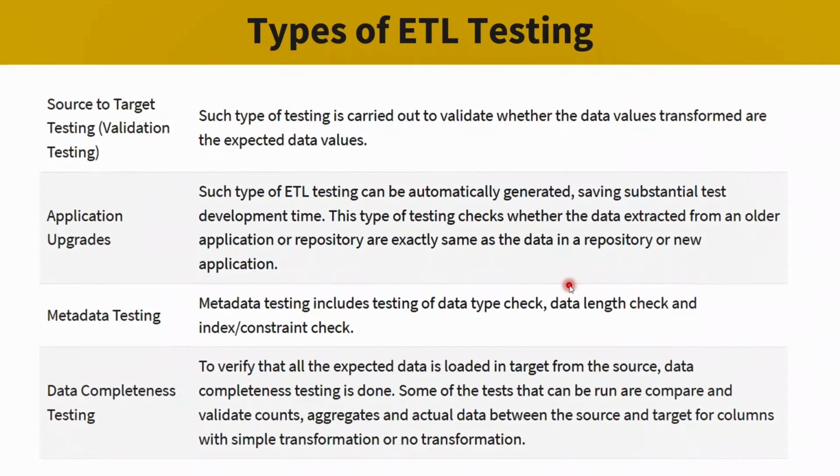Now let's talk about the types of ETL testing. So here, the source to target testing validation. This is the first part in ETL testing we need to perform. Such a type of ETL testing is carried out to validate whether the data values transformed are the expected data values or not. If they are not the expected values, then we need to raise the defect.